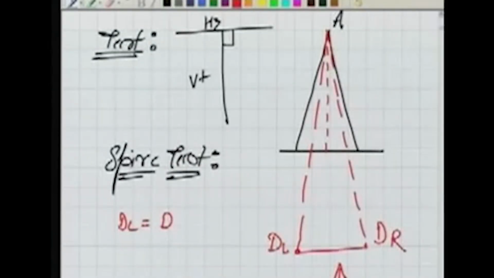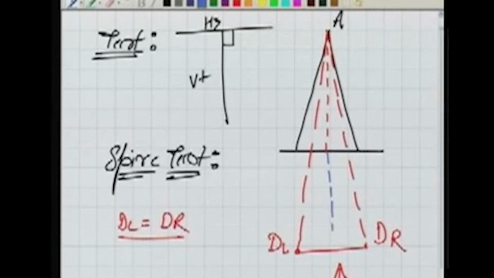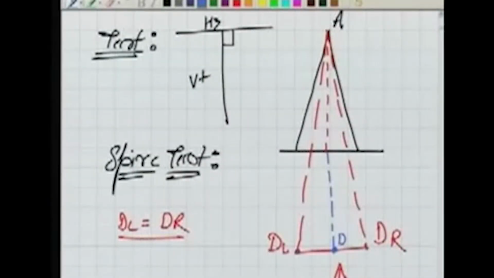Now if these 2 points DL and DR are the same point, that means there is no error. In both cases, whether face left or face right, the vertical plane or the line of sight will reach here, which is point D. But if the error is there, they will reach at DL and DR. So this is a test. By carrying out this test, we can know, yes, there is error in the instrument because of non-perpendicularity of the horizontal axis to the vertical axis.